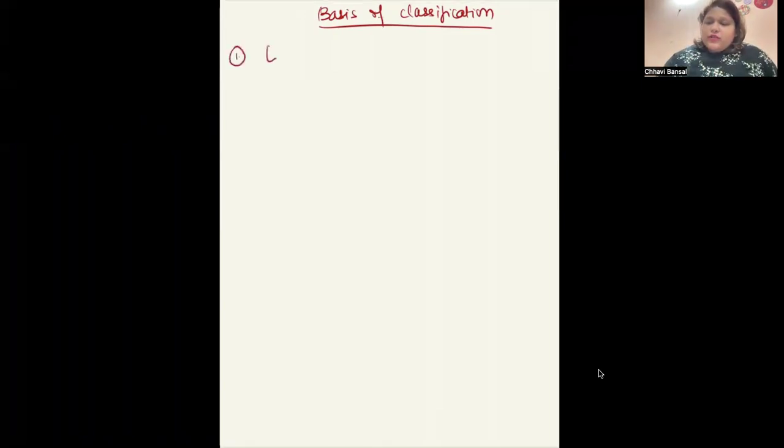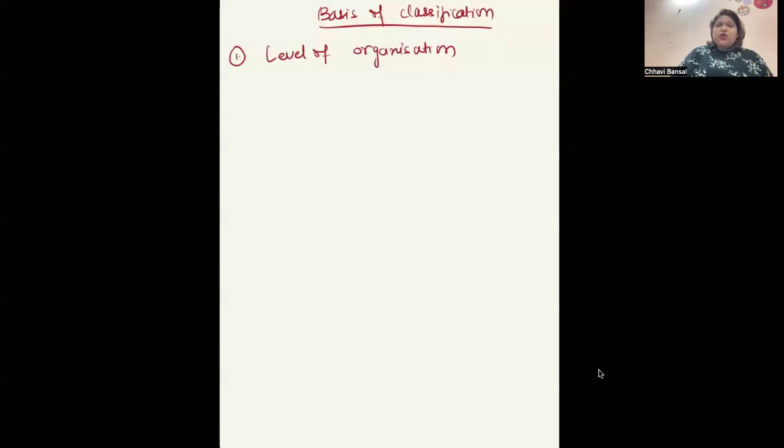First is level of organization. What is level of organization? What does organization mean? Organization means arrangement, right? What is the level of organization? It means in the body, is it only cells that are present? Is it only tissues that are present? Do they have organs or not? Or if they have organs, do they form an organ system or not?